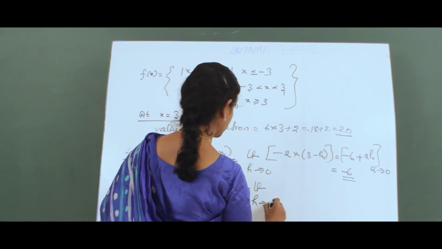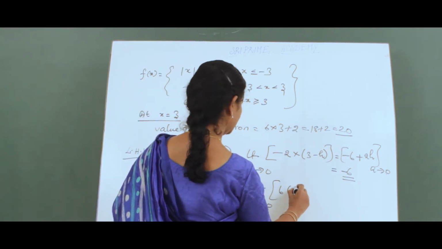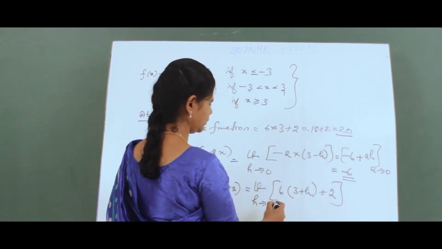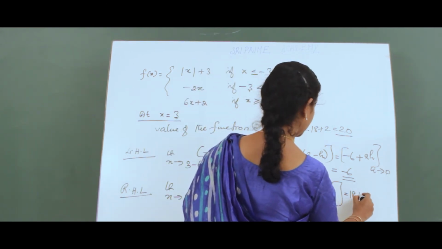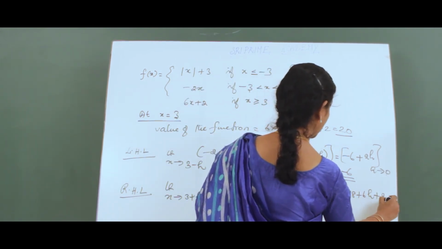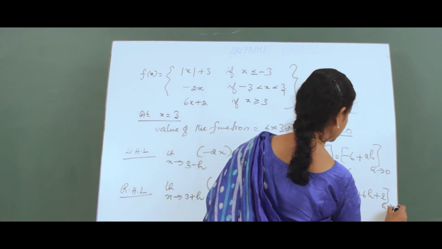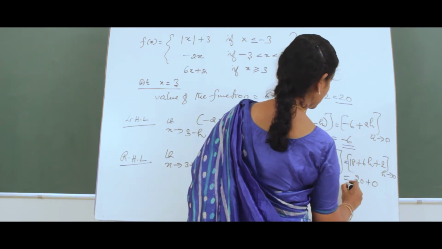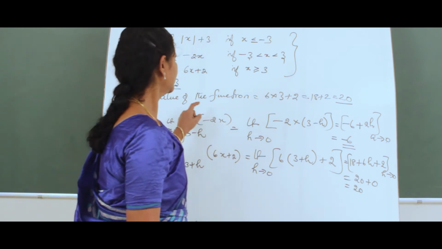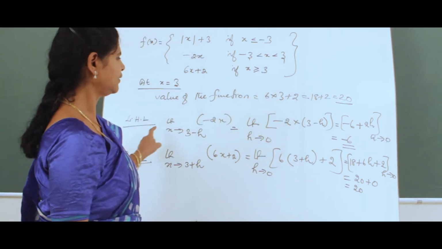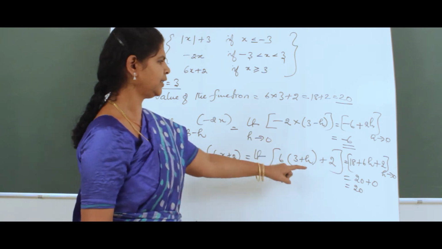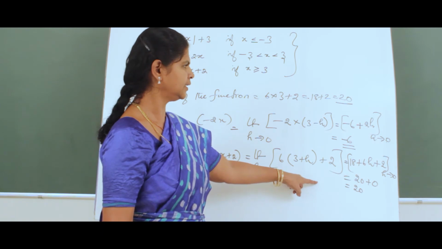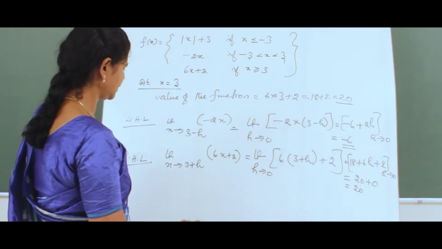So as h tends to 0, 6 into 3 plus h plus 2 is equal to what? 18 plus 6h plus 2, as h tends to 0, this value is 20 plus 0. So the answer is 20. The value of the function is 20, the left hand limit is 6, and the right hand limit is 20. So the left hand limit and right hand limit are different, they do not coincide. So the function is not continuous.